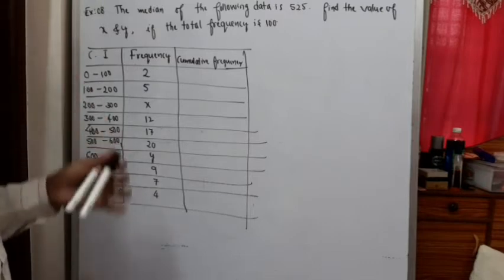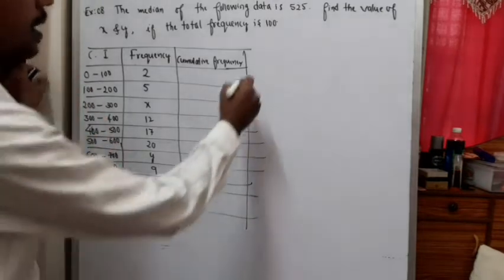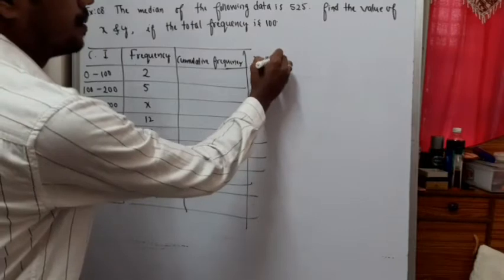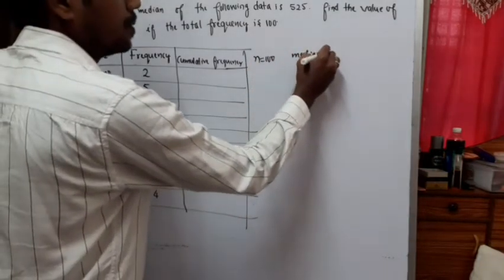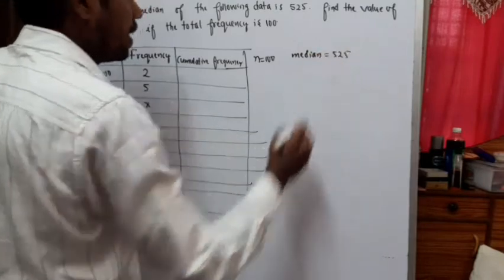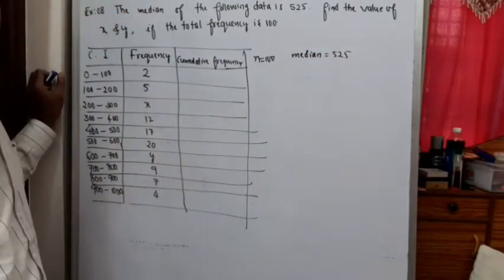Okay. Now they have given n. N is equal to 100. Okay. They have given median which is equal to 525. What is the first step? What we need to do? We need to find the cumulative frequency.